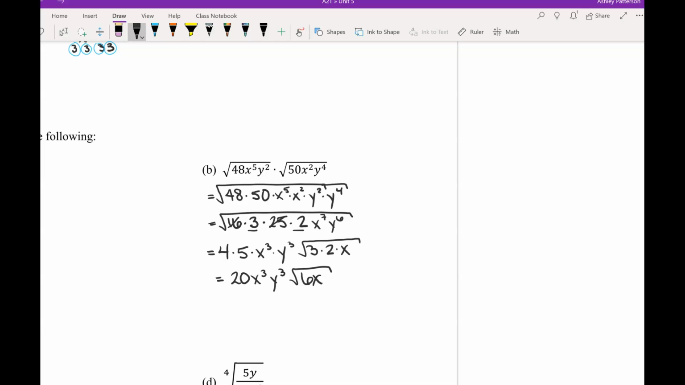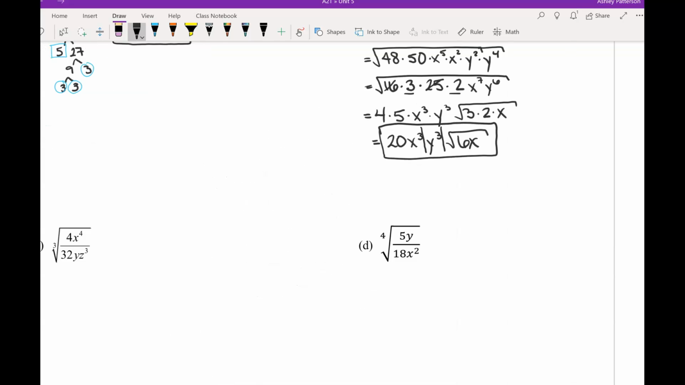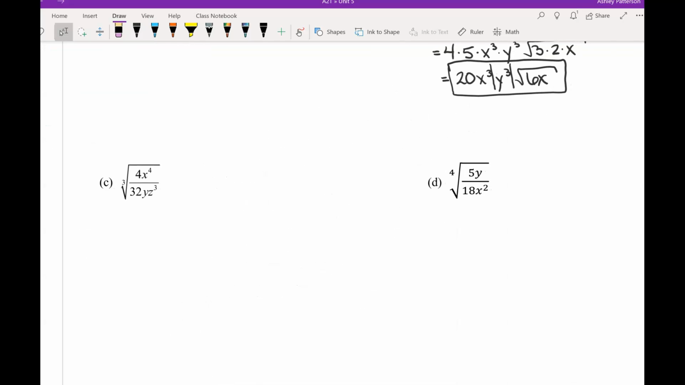But y to the 6th, if y was a negative value and I raised it to the 6th power, it would be positive underneath the radical. But when we pull it out, since it has an odd exponent, we have to ensure that it is still positive. So we use the absolute value bars. All right. Take a look at C with me.